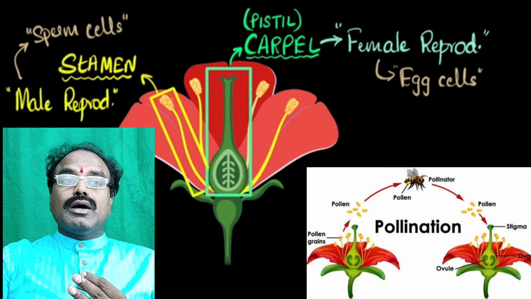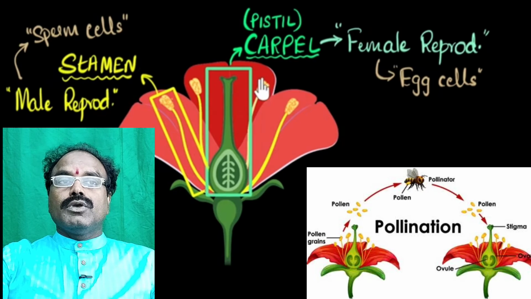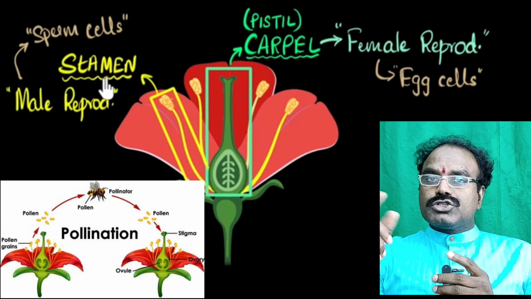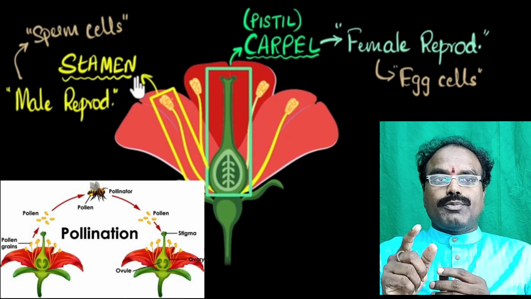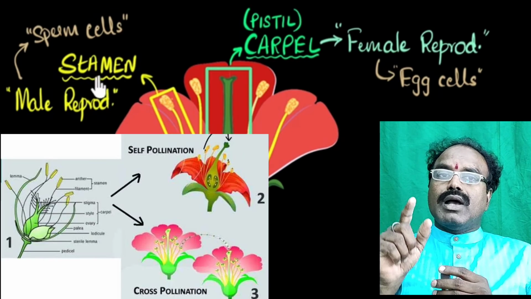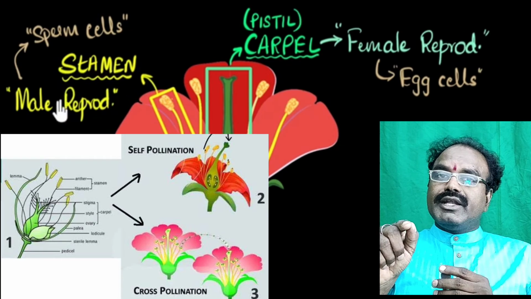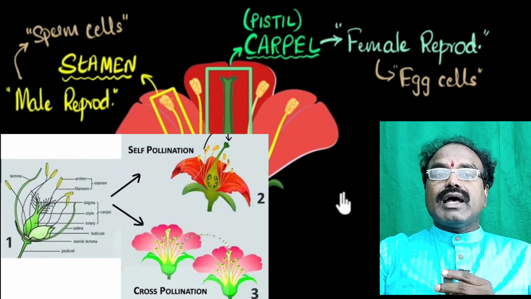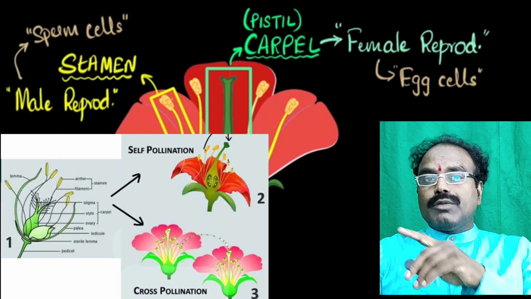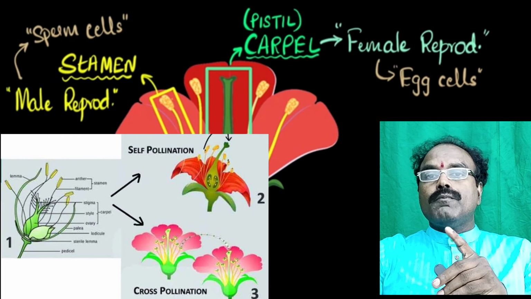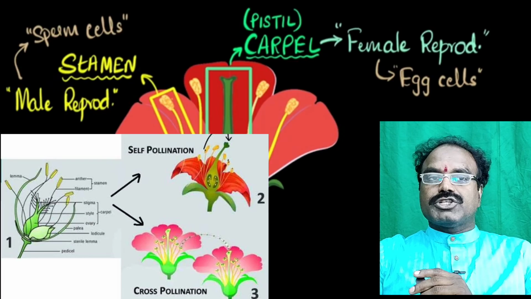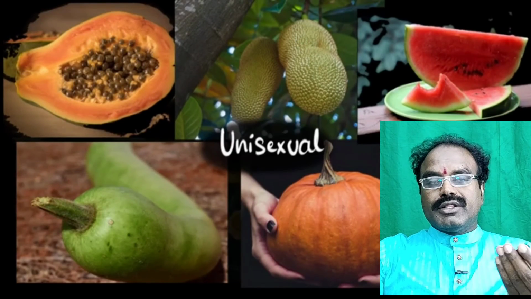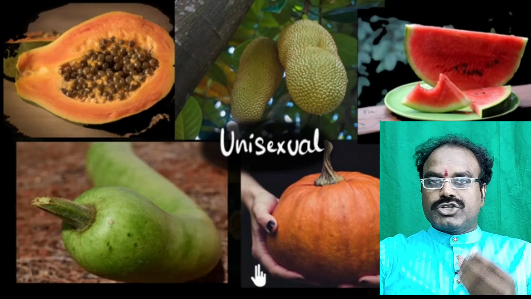The next process is pollination. Pollination means the transfer of pollen grains from anther to stigma. If the pollen grains fertilize the ovum of the same flower, then it is called self-pollination. If the pollen grains fertilize the ovum of different plants of the same group, then it is called cross-pollination. Like this, fertilization occurs in plants through sexual reproduction.